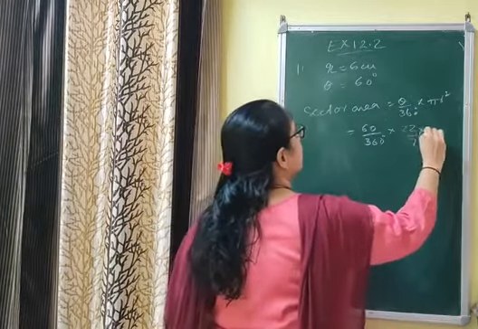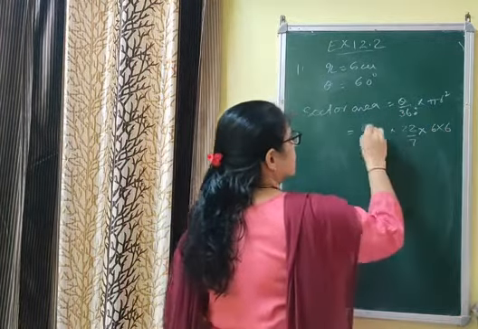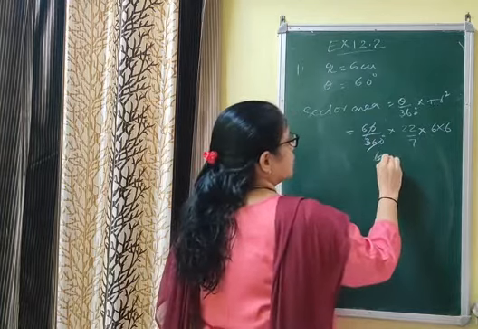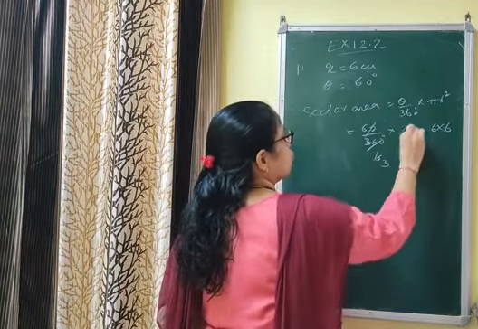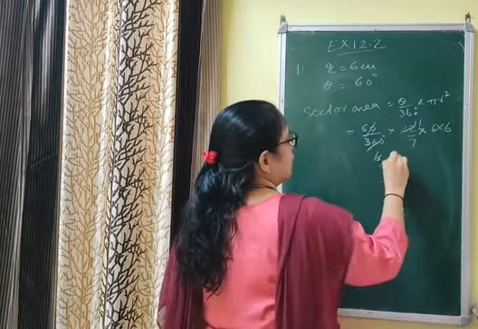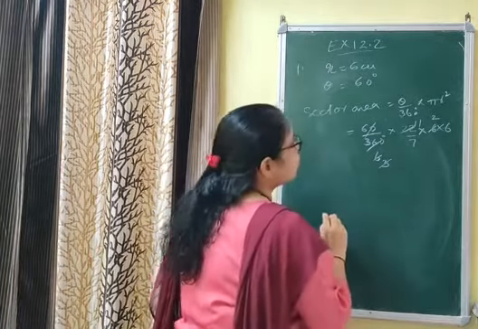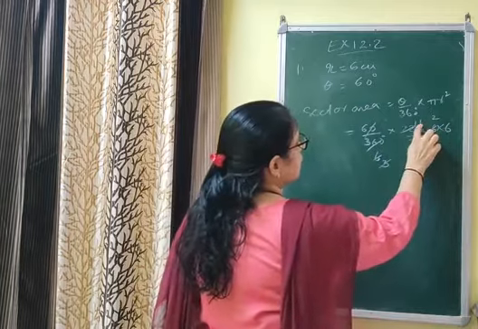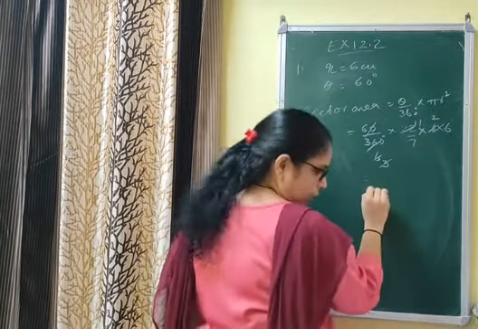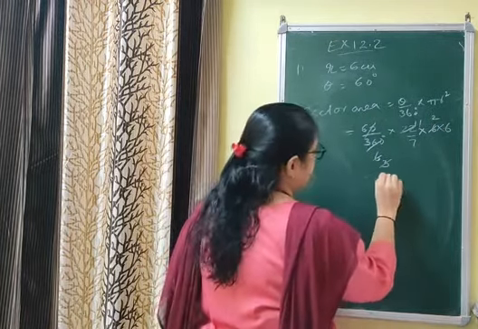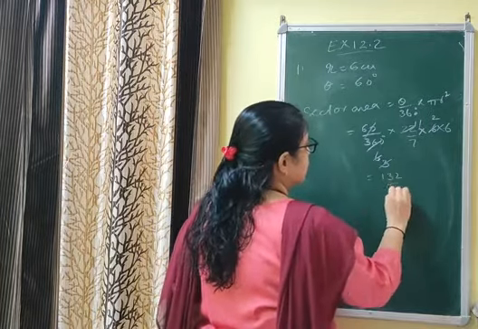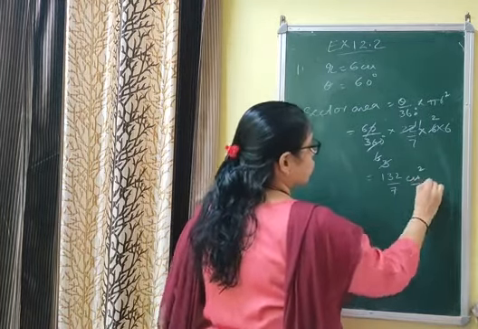22 by 7 into 6 into 6. This is cancelling. This is 2, this is 1, 11. This is 2. That means you are getting the value as 11 into 12. That is 132 by 7. 132 by 7 cm square. You have to write the unit also.